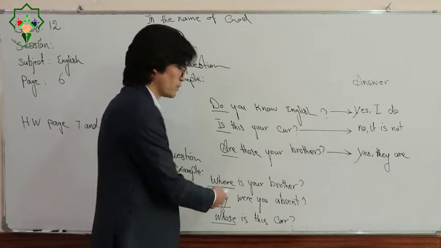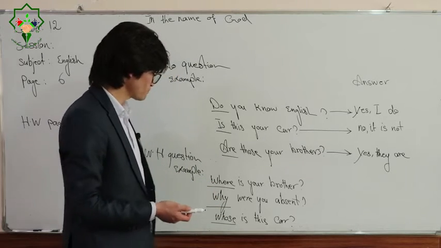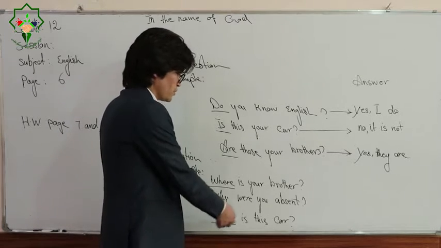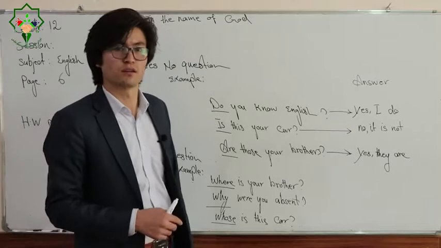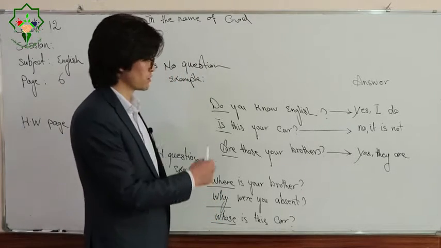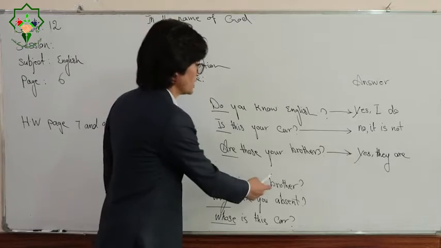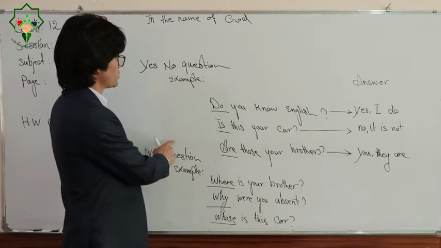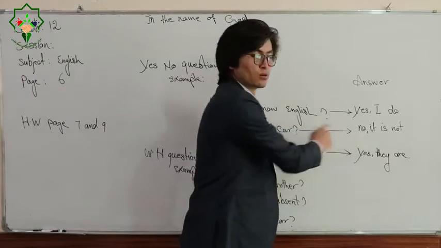In this example, why is what? A WH word. And whose? Whose is this car? So this whose is what? A WH word. So now you know that we cannot answer WH questions with yes or no.